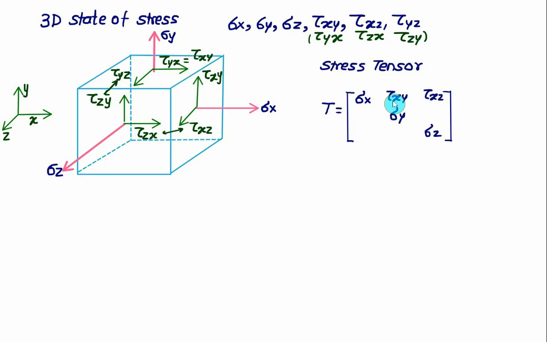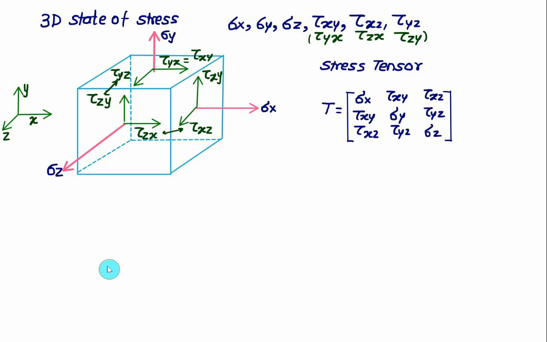Tau xy is the same as tau yx, so I will write this as xy, and this value will be equal to tau yz. Tau xz and tau zx are the same, so this value is the same as tau xz. Tau yz is the same as tau zy, so we'll write it like this. So basically there are only 6 elements in the 3-dimensional state of stress.